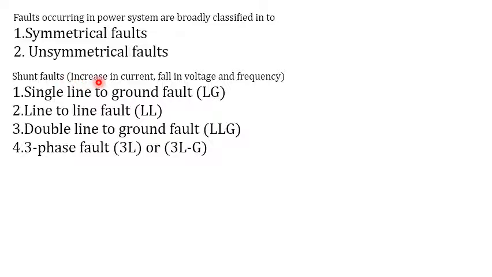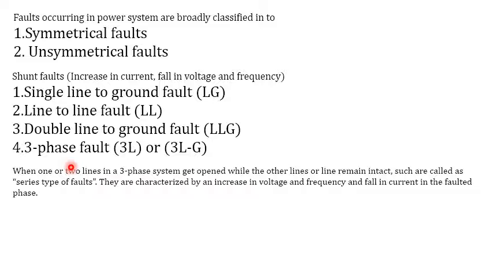They are characterized by increasing current and fall in voltage and frequency. The different types of shunt fault are single line to ground fault, generally called LG, line to line, double line to ground fault, and three phase fault. Other than the shunt type fault, we have the series type fault, which is when one or two lines in a three phase system get open while the other lines remain intact.